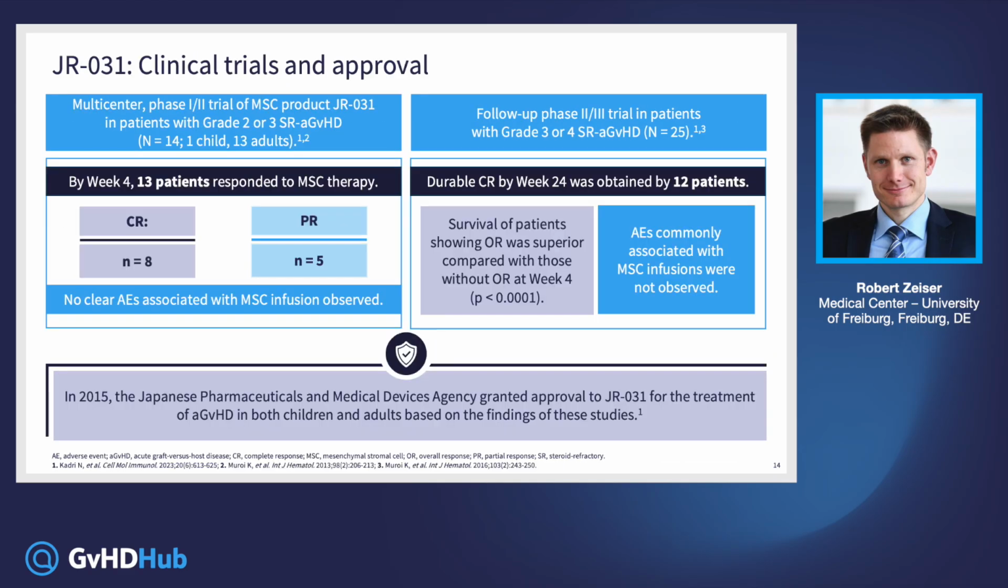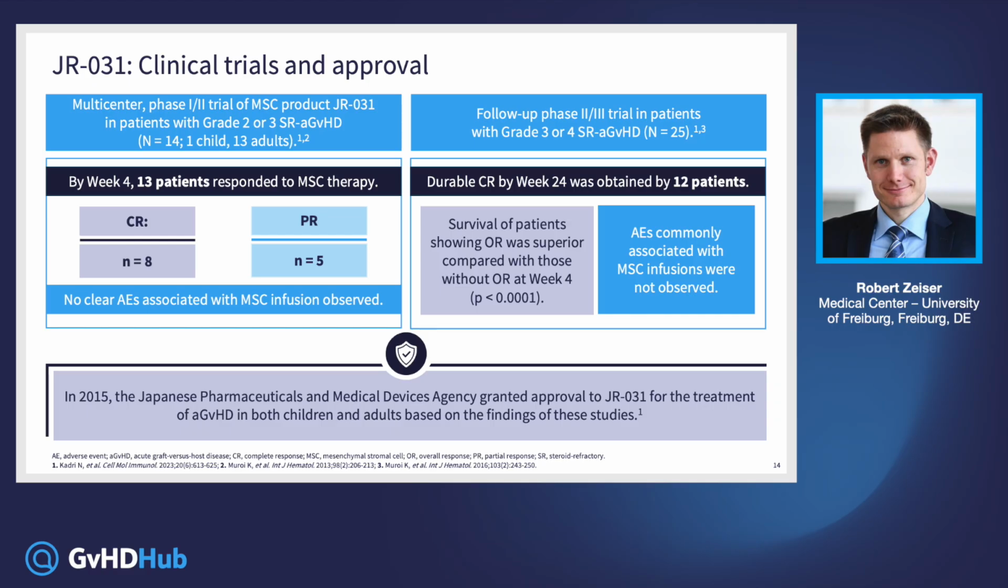This is another stem cell preparation that was tested in Japan, actually, JR031. It was tested in a multi-center phase 1/2 trial in patients with grade 2 or 3 steroid-refractory GvHD. By week 4, 13 patients responded to the therapy. You can see here complete remissions 8, partial remissions only 5. The follow-up phase 2/3 trial in patients with more severe graft-versus-host disease, grade 3 or 4, showed, out of 25 patients, durable complete remission in 12 patients.